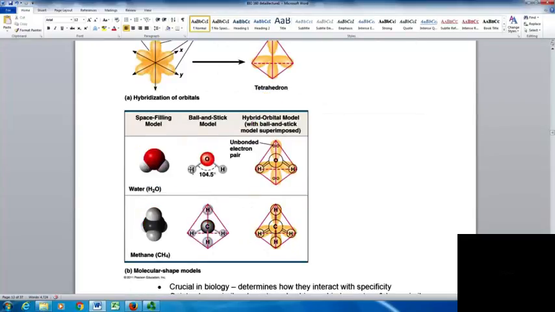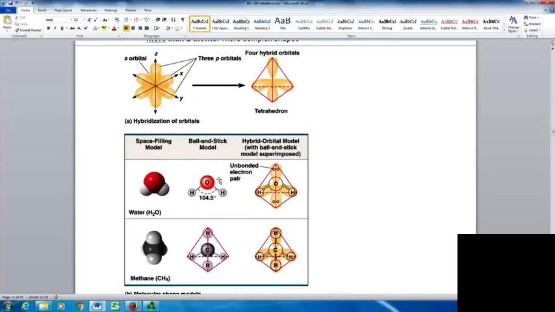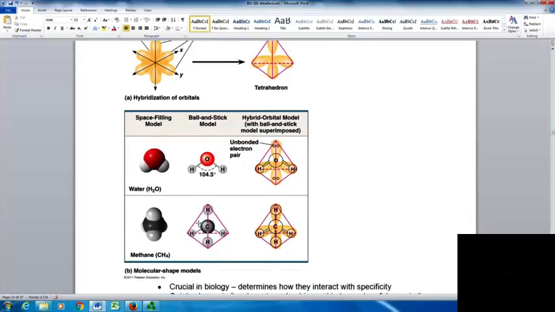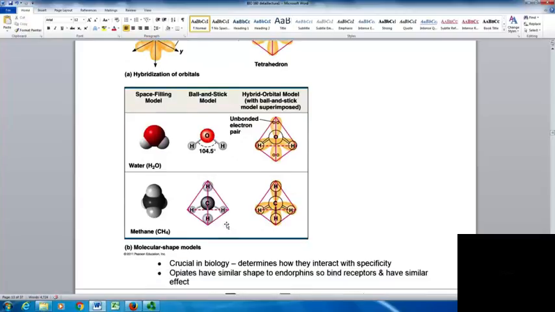So if we look at water here, you're going to have a bond angle of 104.5 degrees. You've got this unpaired, unbonded electron pair here that's actually going to help to repel things against. Everybody wants to be spread out as far apart as possible, including these unbonded electron pairs. So methane is going to give you that similar shape here.